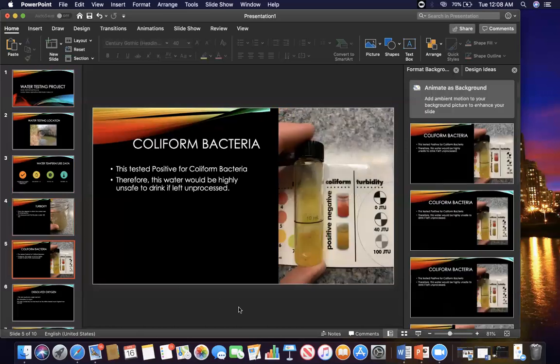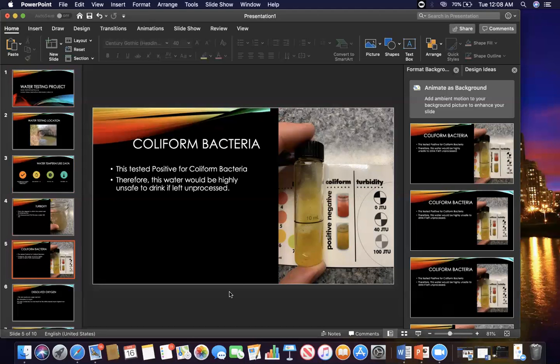Now, the next portion of this is far more important in terms of safety for drinking water. We have the coliform bacteria test. As you can see here, this tested positive for the existence of bacteria, which tells us that there is a high amount of this bacteria in the water supply.